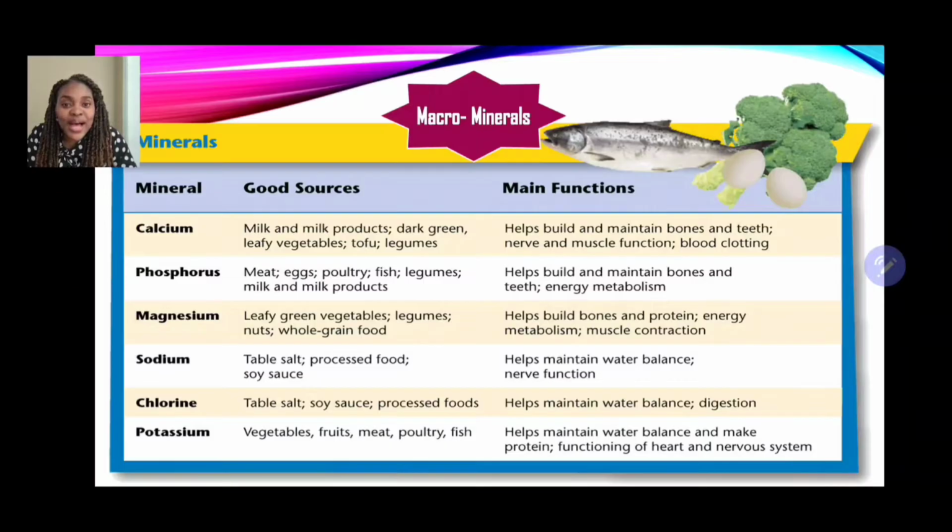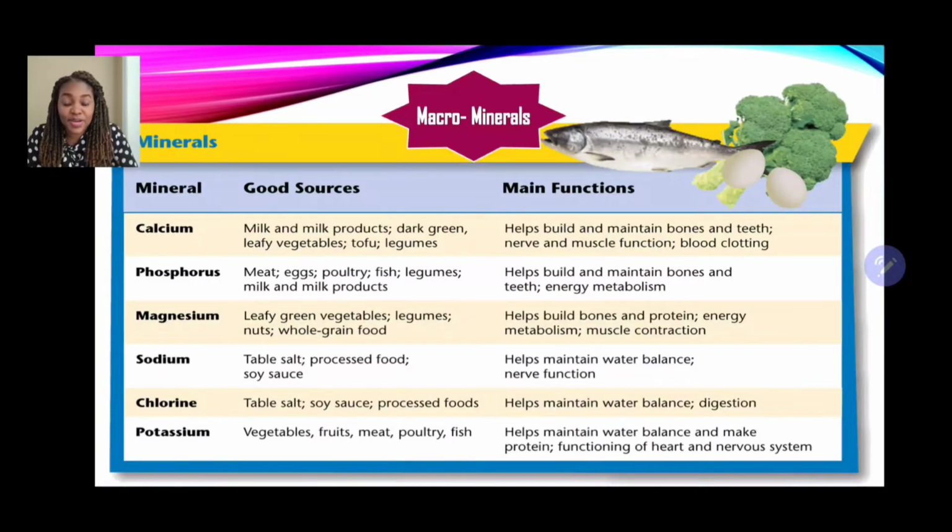Now, let us look at phosphorus. Good sources are meat, eggs, poultry, fish, legumes, milk, and also milk products. And you may take note that the good sources of calcium are also similar to those of phosphorus, right? Now, the main functions are it helps to build and maintain bones and teeth, as with calcium, and it also aids in energy metabolism.